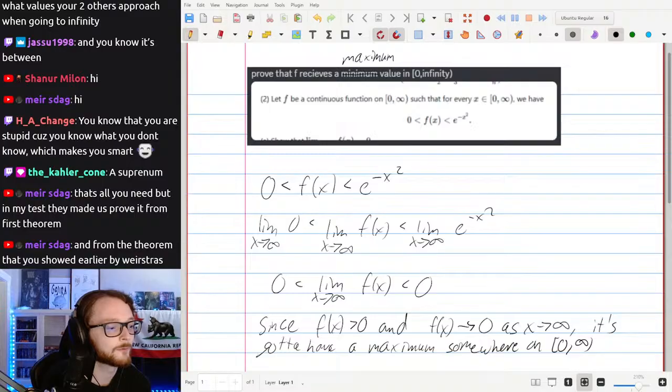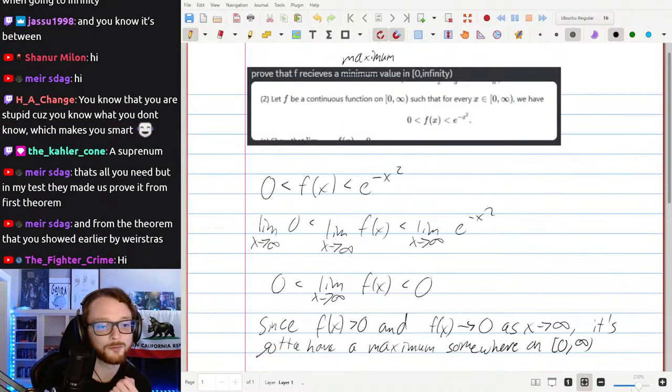They made us prove it from first theorems and from the theorems you showed earlier by Weierstrass. Oh my god. I know what I don't know, which is everything. Okay. I would get annoyed if I had to prove this any more rigorously than I've written here, to be honest. So I'm sorry you had to do it in that much depth, Mayor. Okay.